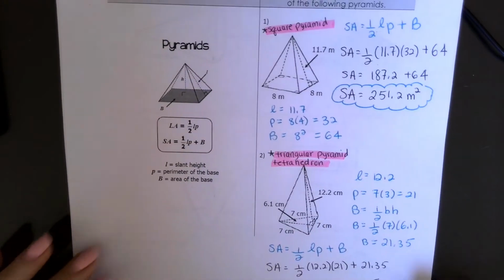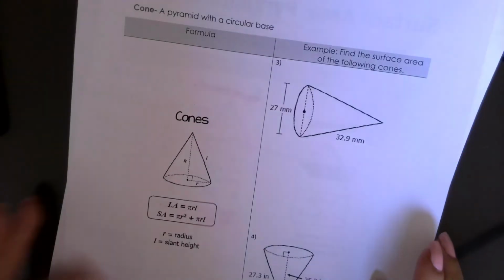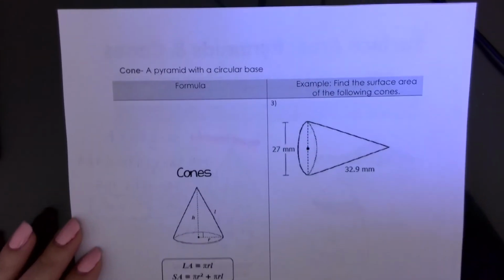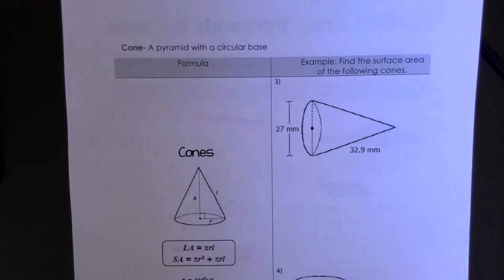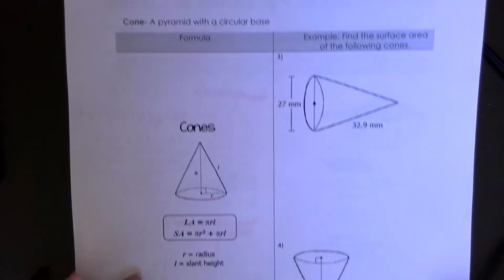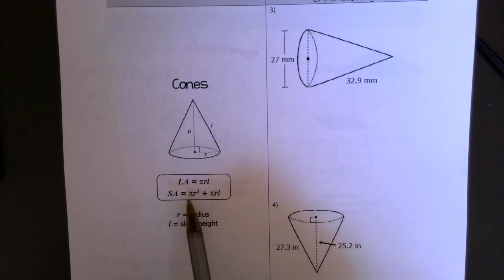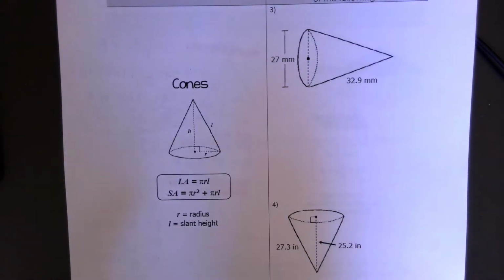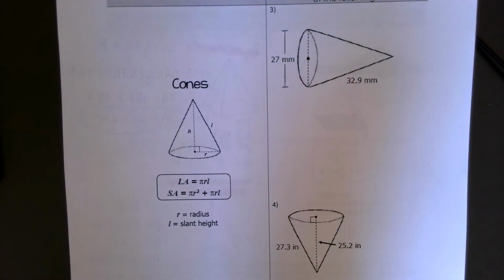Okay, now let's talk about a specific pyramid. A cone. A cone is a pyramid with a circular base. So that specifically means a cone. Okay, now let's look at the formula here. The surface area is pi r squared plus pi times r, which is your radius, by the way, and the slant height.